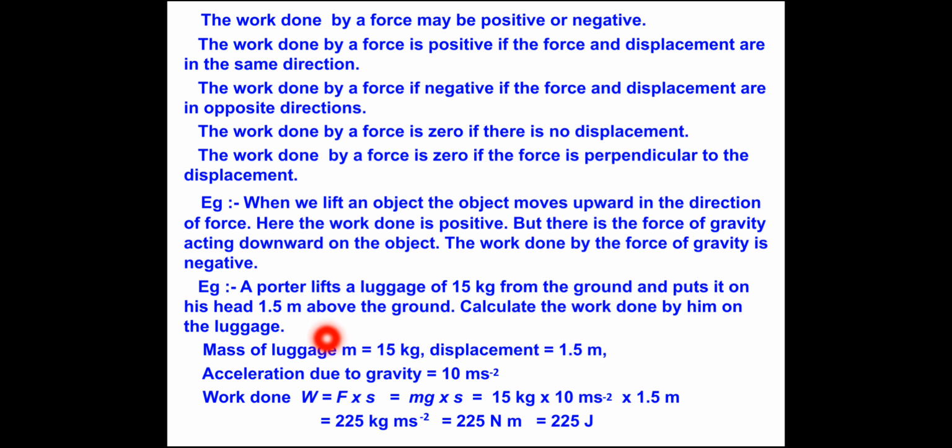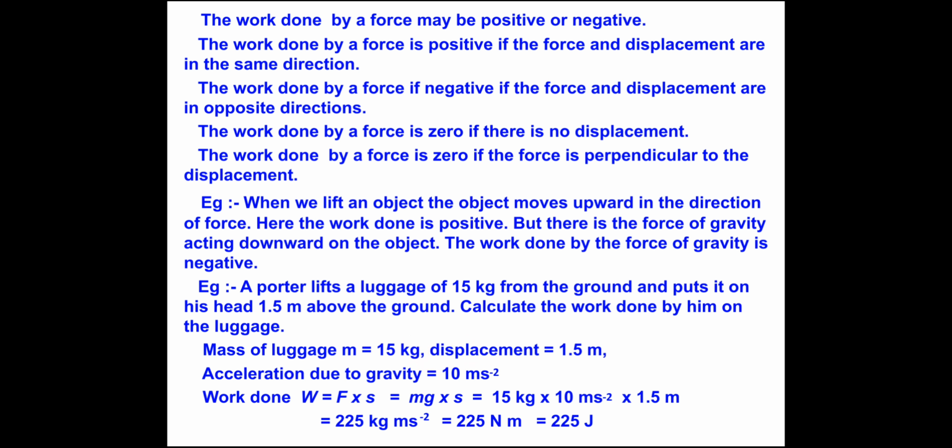Now see here, the given data: mass of luggage 15 kg, displacement 1.5 meter. Now acceleration due to gravity. We should know this. Acceleration due to gravity is 10 meter per second square. Now we will put all these values in the work done formula.